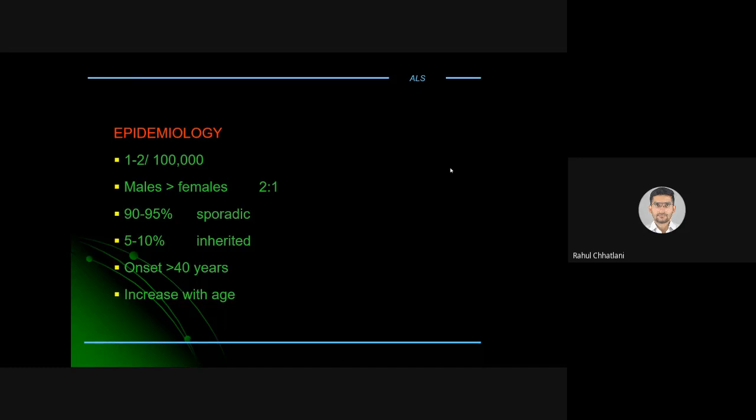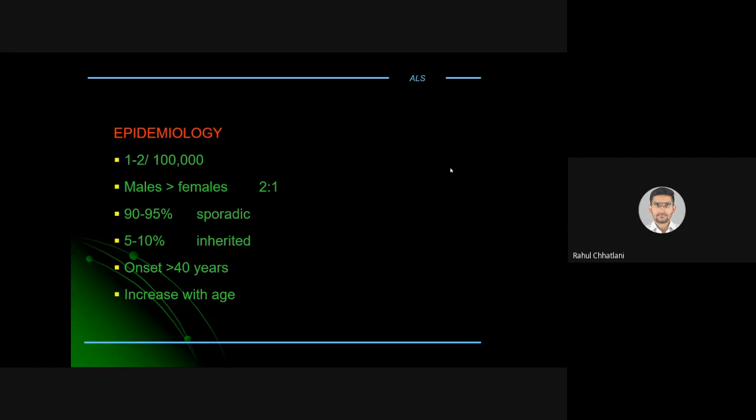Epidemiology, how common is it? One to two cases per 1 lakh of population is affected worldwide. Males are more affected than females, in a 2:1 ratio. So males are twice as likely to get this disease compared to females.